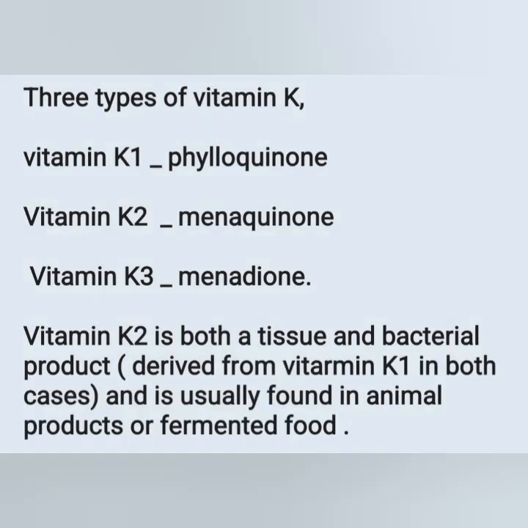There are three types of vitamin K: vitamin K1, K2, K3. Vitamin K1 is also known as phylloquinone. Vitamin K2 is known as menaquinone. Vitamin K3 is known as menadione. Vitamin K2 is both a tissue and bacterial product, usually derived from vitamin K in both cases, and is usually found in animal products or fermented food. Move on to the next question.